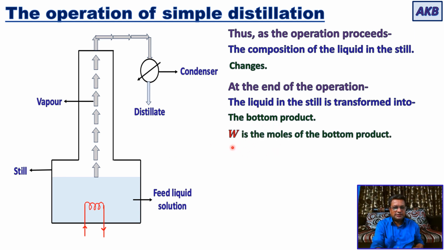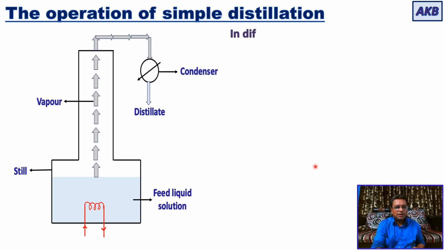So let us say that W represents the moles of bottom product obtained in the operation, and xW represents the mole fraction of A in it, the mole fraction of the more volatile component. Okay. Now let us continue.